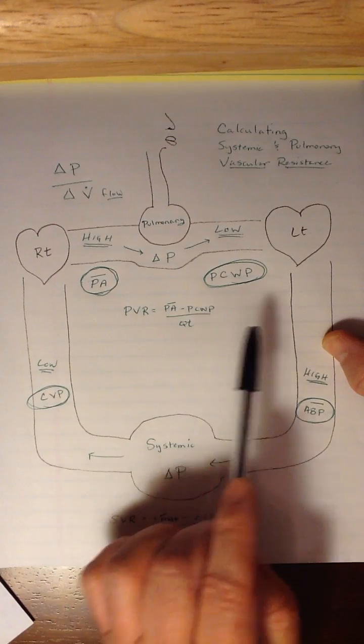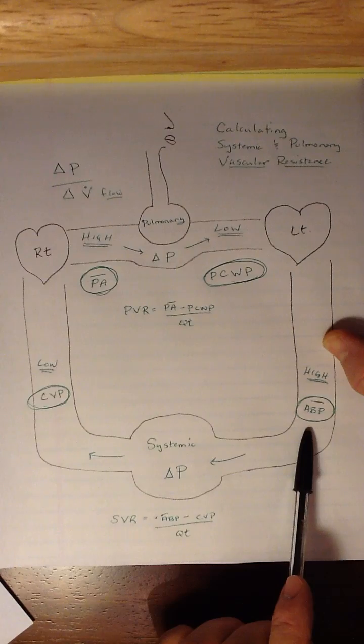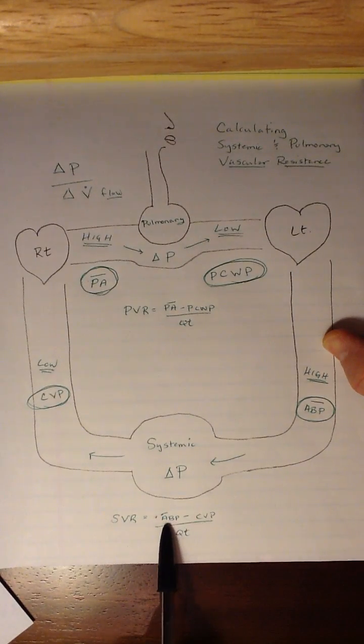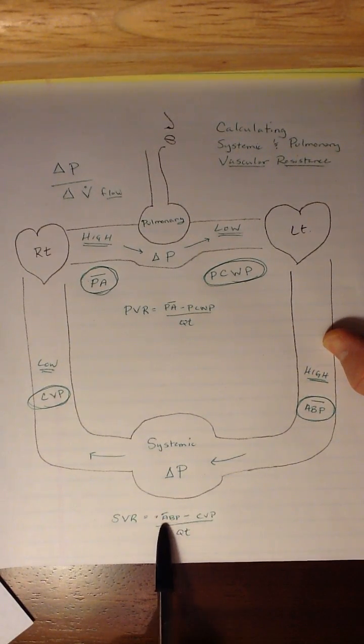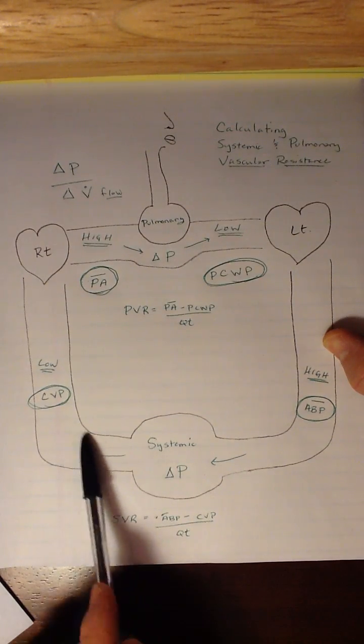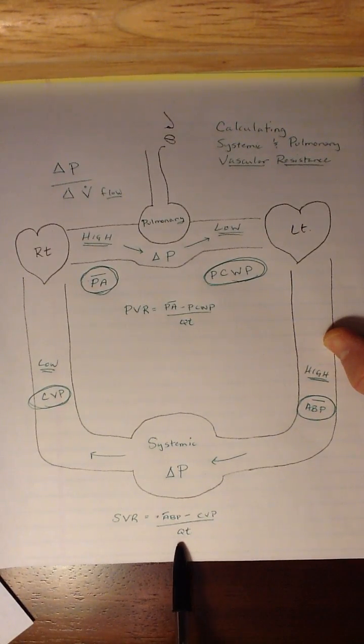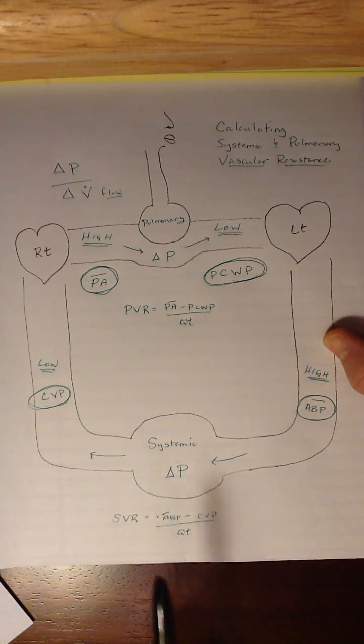So the resistance through this pulmonary circuit is the high minus the low divided by flow, cardiac output. For the systemic circuit, we'll take the high pressure, which is your mean arterial blood pressure, which you see here in the numerator. That's the high pressure, subtract the low. The low will be your CVP. That gives us our delta P. High minus low over flow, your flow being cardiac output.